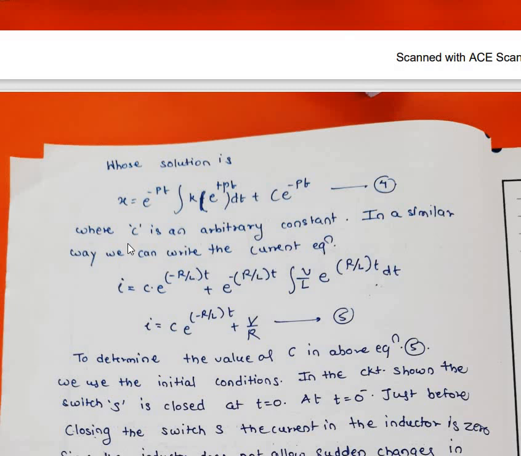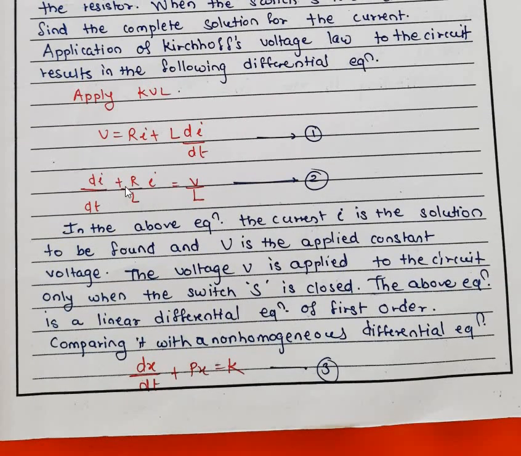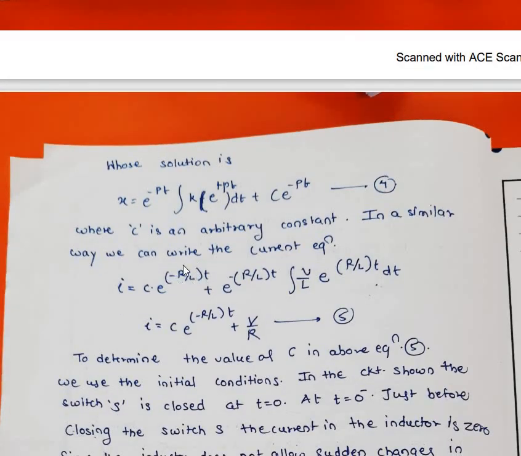In a similar way we can write the current equation. Here, instead of x, we have I, our p is nothing but R by L and k is nothing but V by L. So we substitute the values of p and k respectively. I is equal to c into e raised to minus R by L t. This term I have written first, plus e raised to minus R by L t, integration of k, which is V by L, into e raised to plus R by L t dt. So we have written this full equation.